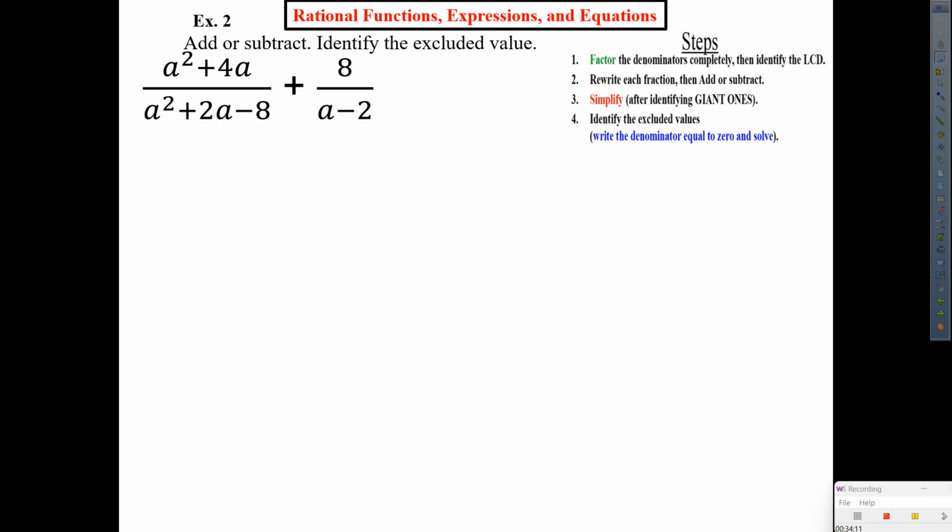What? She leaving? What? Plus 8 over a minus 2.